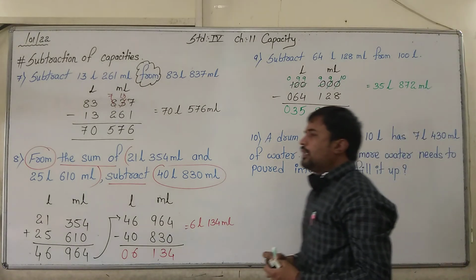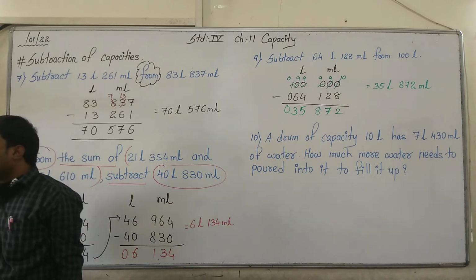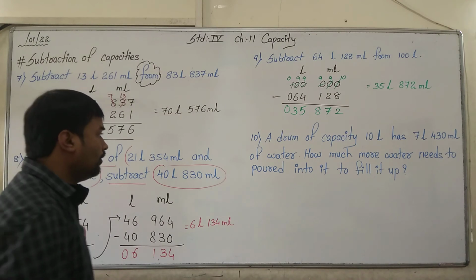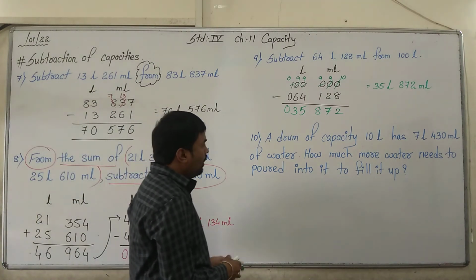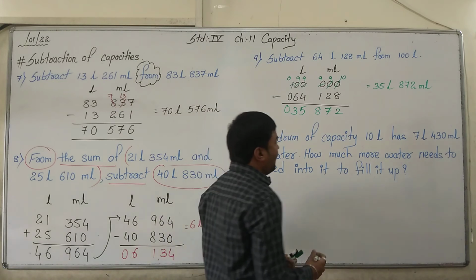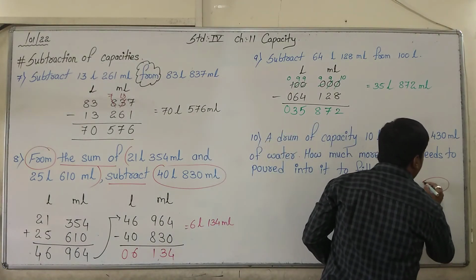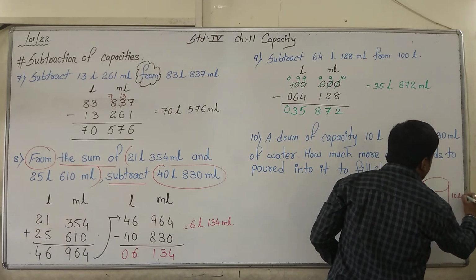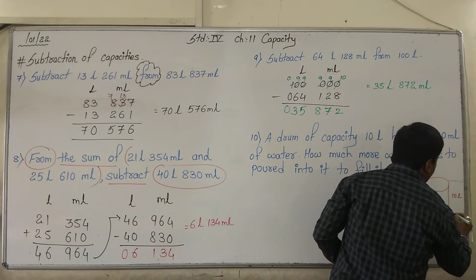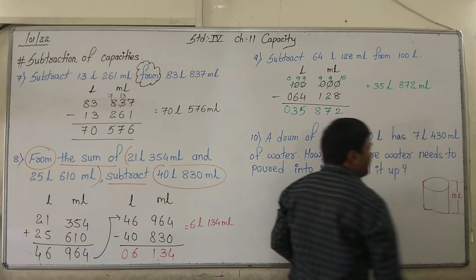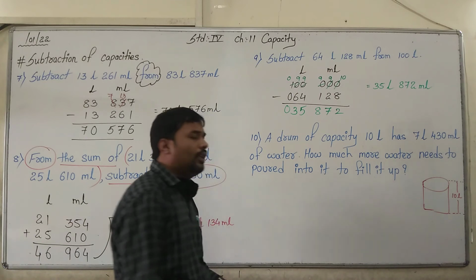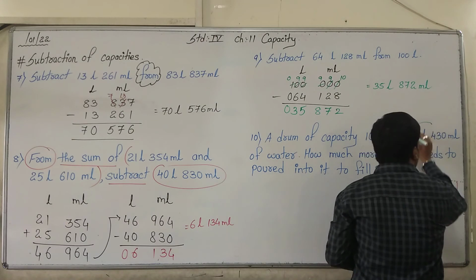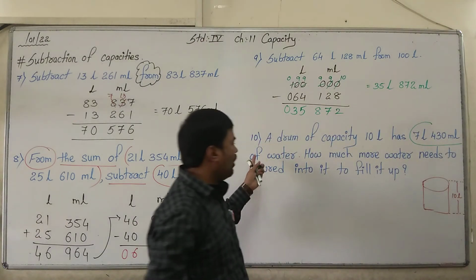Understood? So whenever milliliter is not mentioned, at that time I have to use 000. Last one: a drum of capacity 10 liter. I have a drum, and what is its capacity? 10 liters. Means what? From top to bottom it can occupy 10 liter of water.